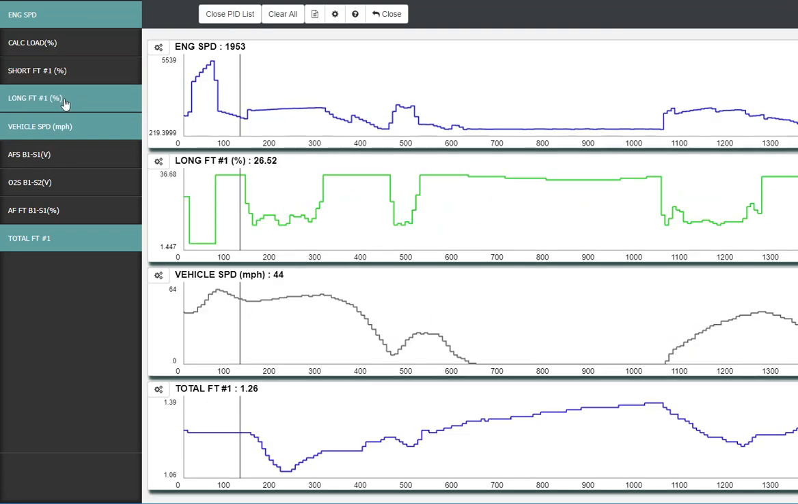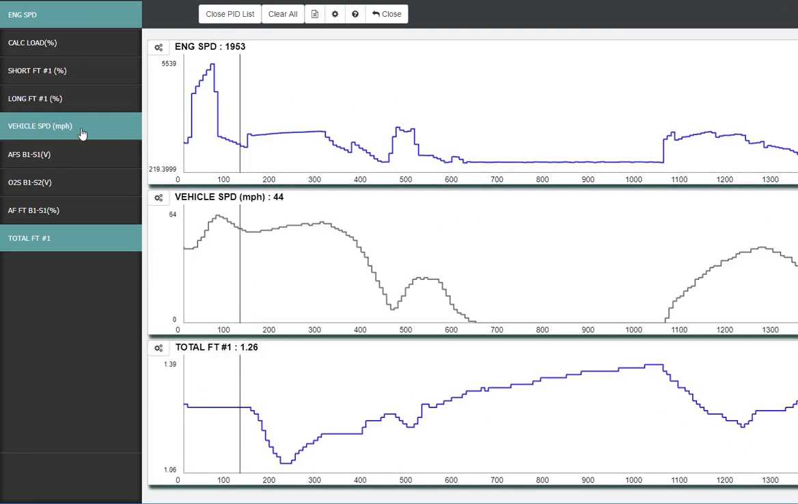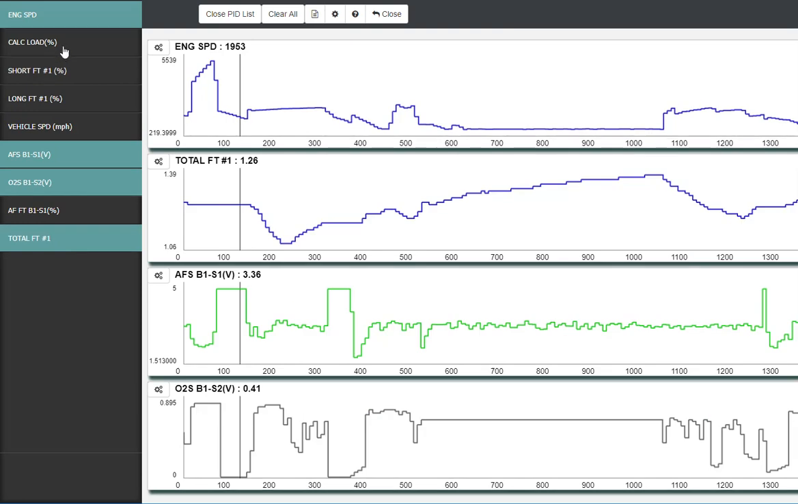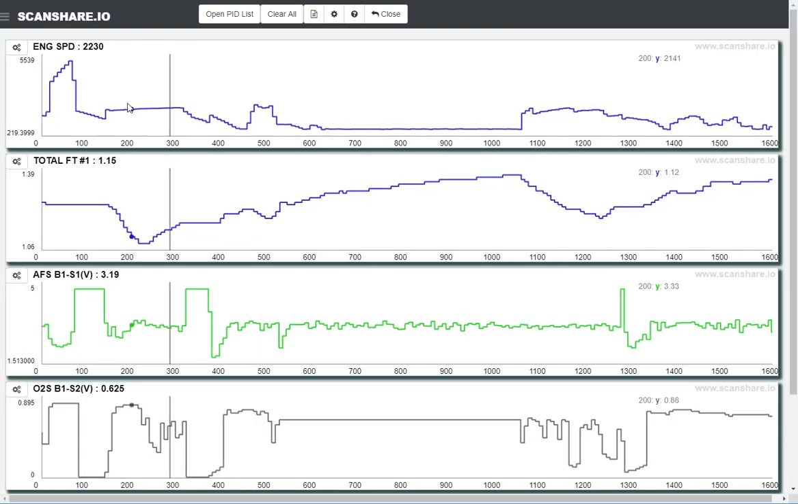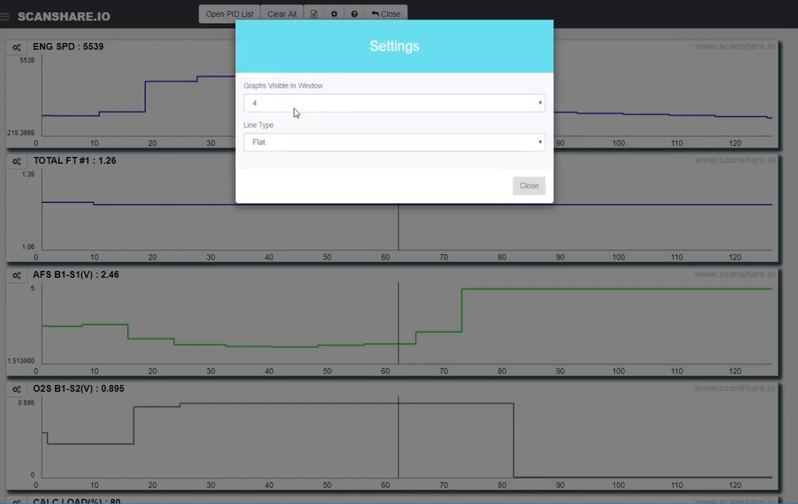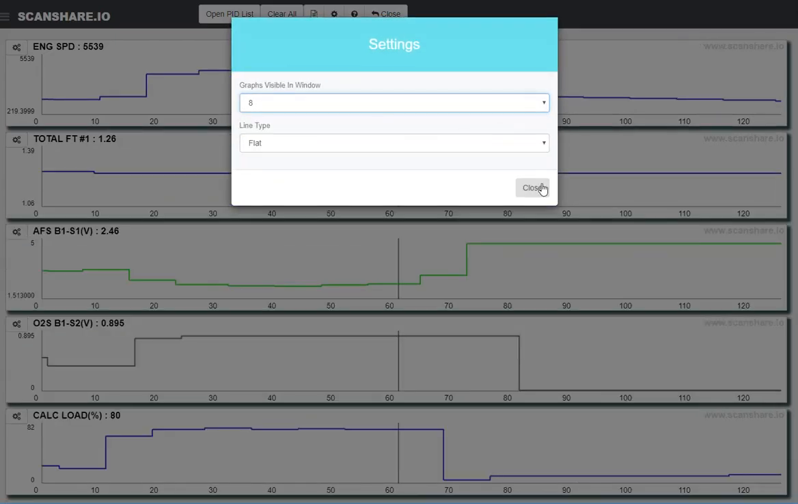So I'm going to get rid of these guys here. Upstream, downstream, load. All right, so looking at the acceleration, that's weird. It changed on me. I've got to send in a bug report to our developer.